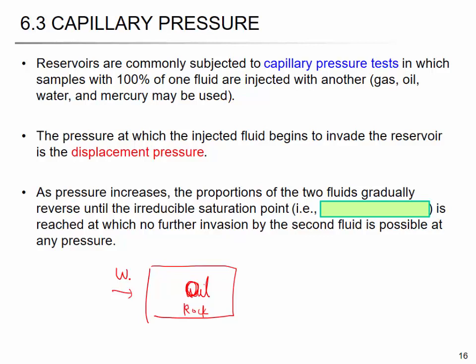Then you need to increase the pressure more to produce more and more oil. As the pressure increases, the proportion of the fluid gradually reverses until the irreducible saturation point is reached. As the inlet pressure is increased and you're flushing the water, you have the water and the oil coming out, right? So the oil saturation in the rock core will decrease. But at some point, there will be some oil trapped, so that you cannot produce anymore. That's called the residual oil saturation or irreducible saturation point.